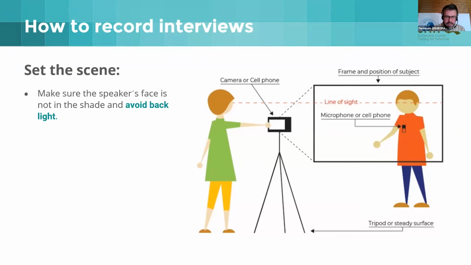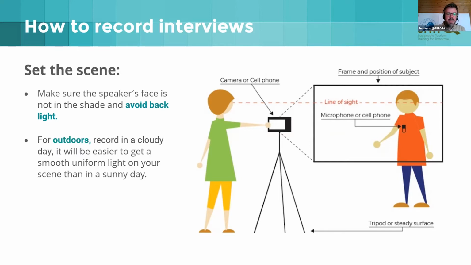Some tips about avoiding backlight. If you're outdoors, you should place yourself facing the sun. If you have a window behind you, that's going to give you backlight and your silhouette will appear black. So try to avoid those situations. For outdoors as well, recording on a cloudy day is easier than on a sunny day because the light is softer. It will not make a really bad contrast in the scene.